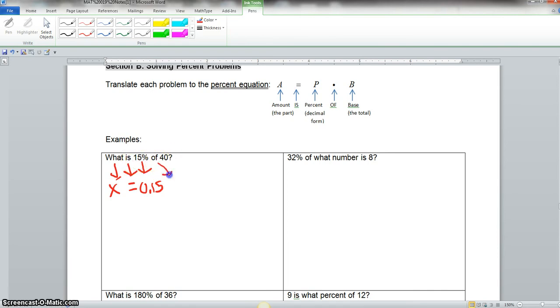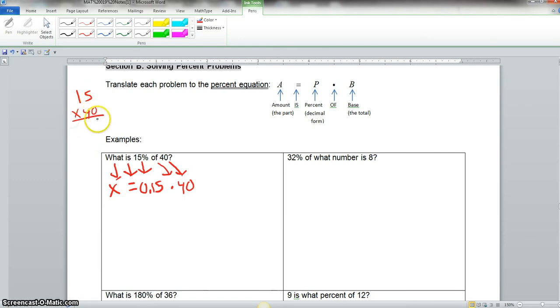Of, we know, means multiplication, and 40 is just 40. So now we'll take 0.15 times 40. What we could do is write this off to the side and take 15 times 40.